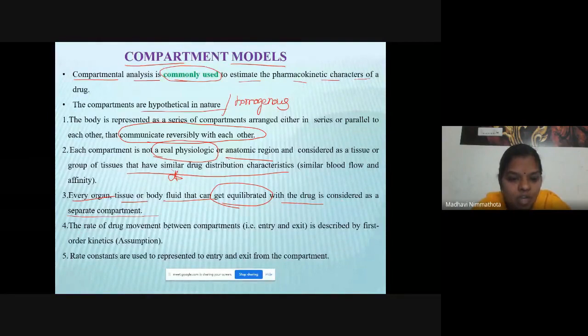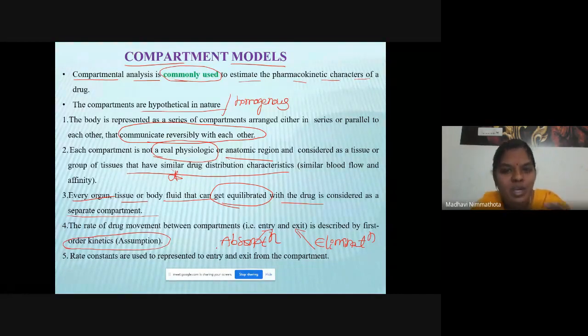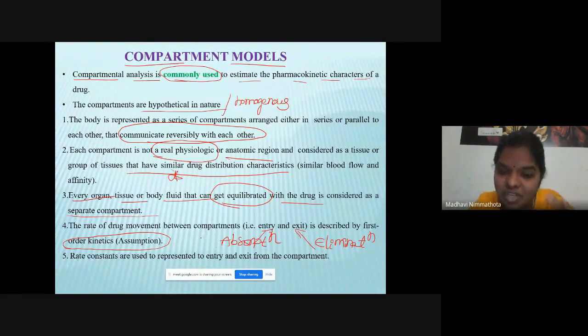The rate of drug movement between the compartments, that is the entry of the drug and the exit of the drug, is described by first order kinetics. Entry means absorption, and exit means elimination. This is also an assumption. Why? Because the drug will be transported between the compartments based on its concentration, so those will follow first order kinetics.